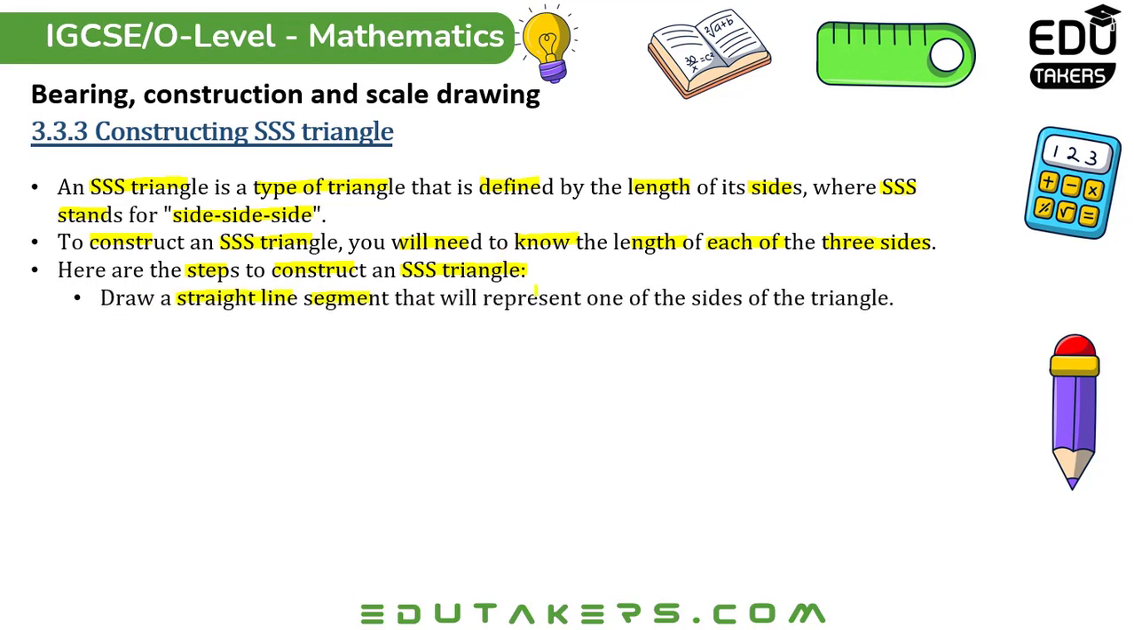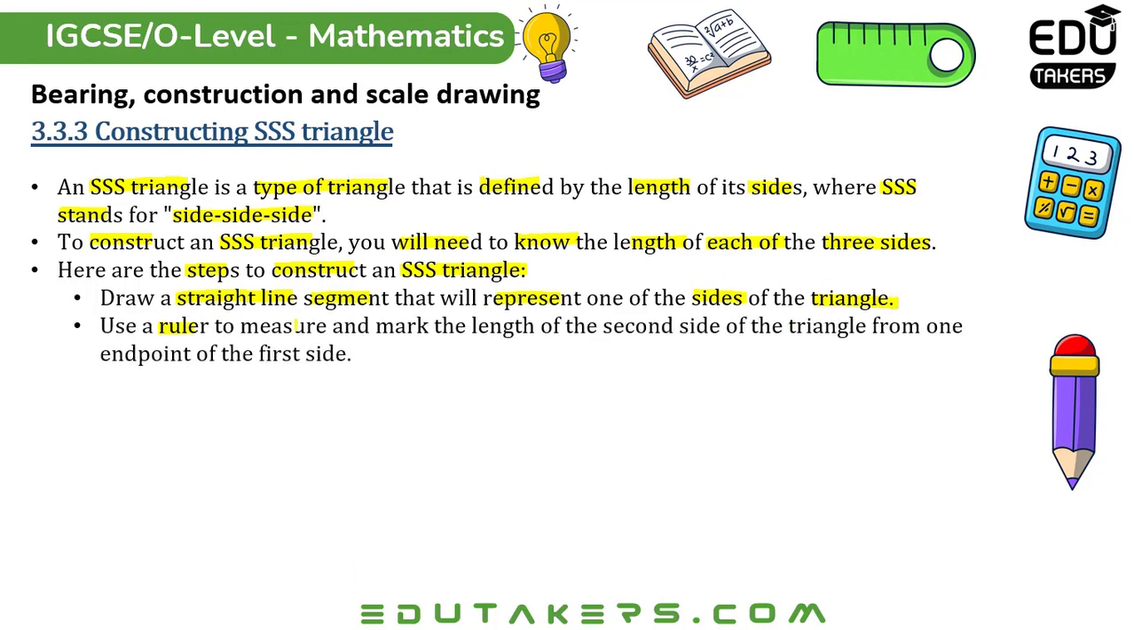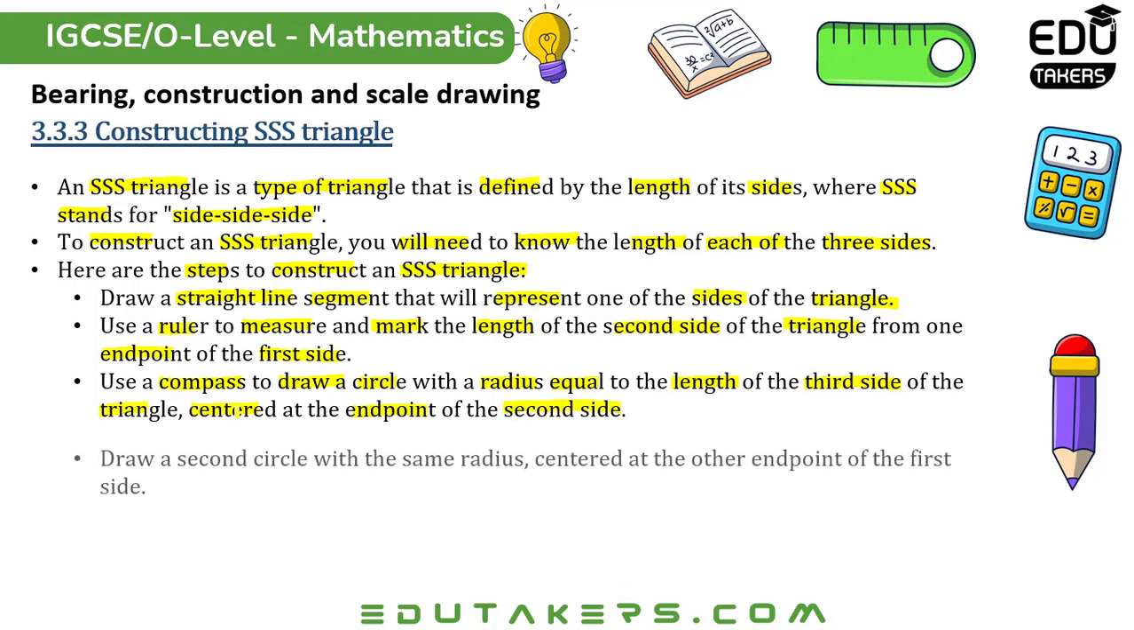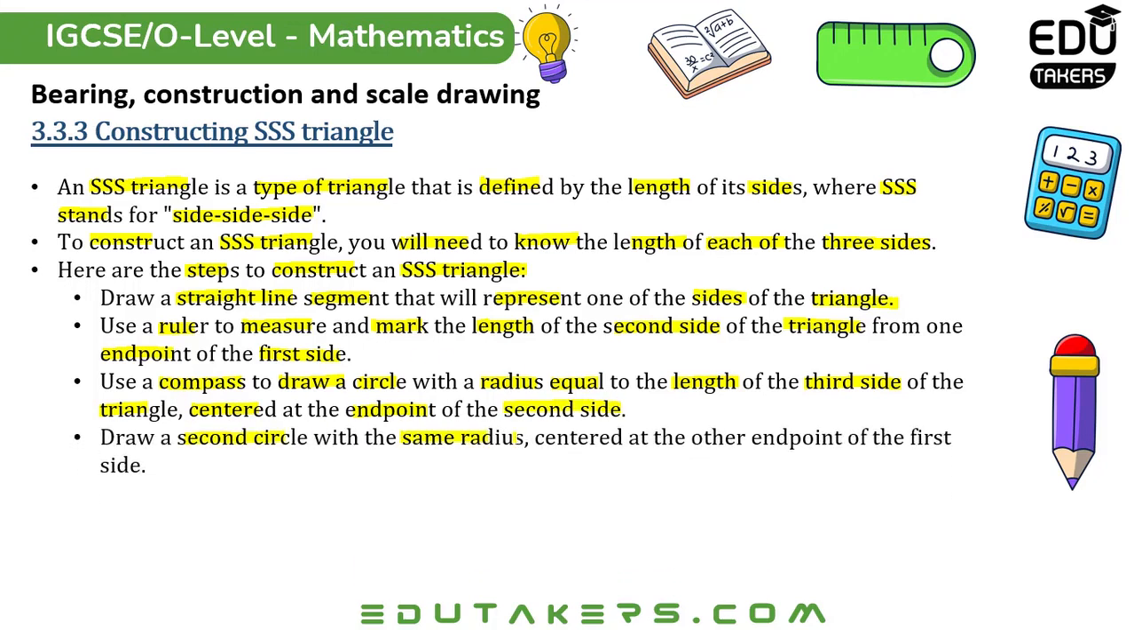Draw a straight line segment that will represent one of the sides of the triangle. Use a ruler to measure and mark the length of the second side of the triangle from one endpoint of the first side. Use a compass to draw a circle with a radius equal to the length of the third side of the triangle centered at the endpoint of the second side. Draw a second circle with the same radius centered at the other endpoint of the first side.